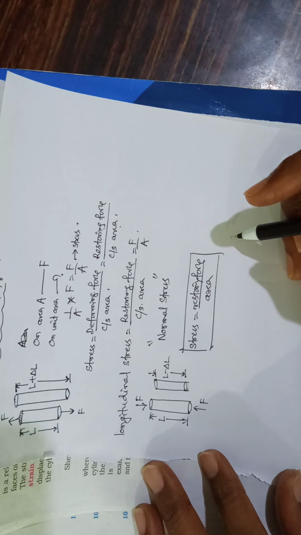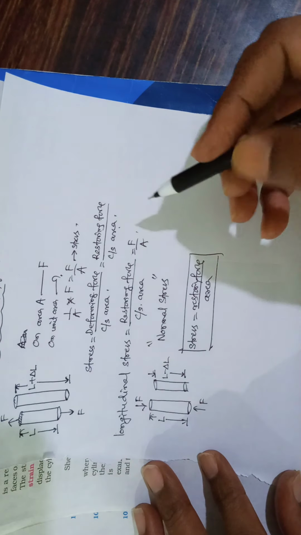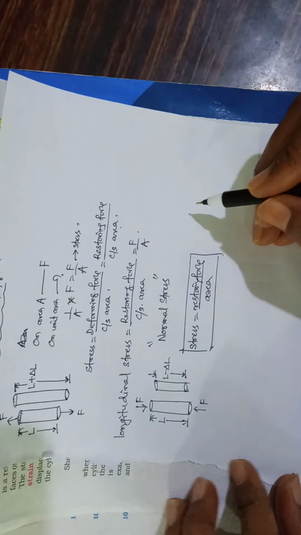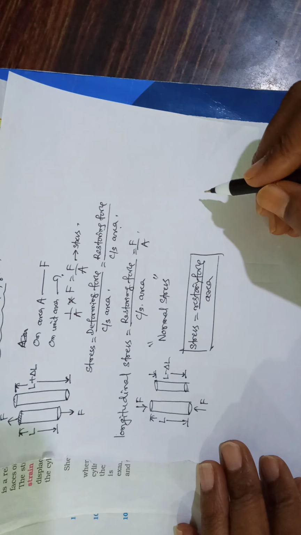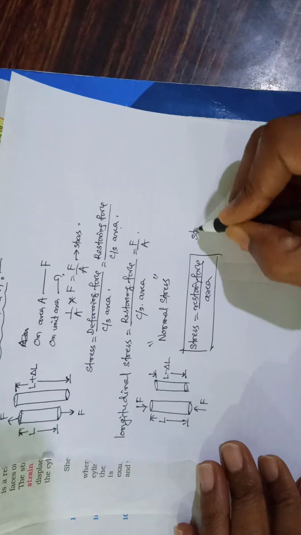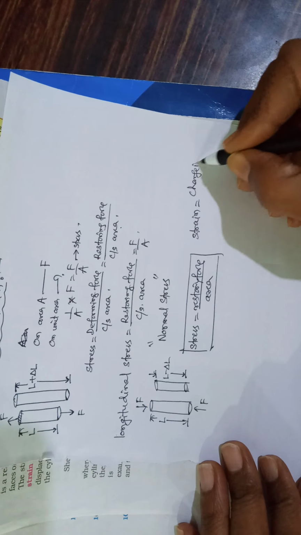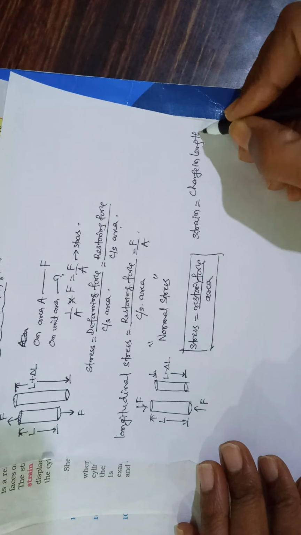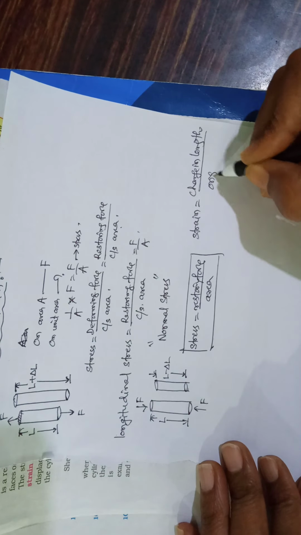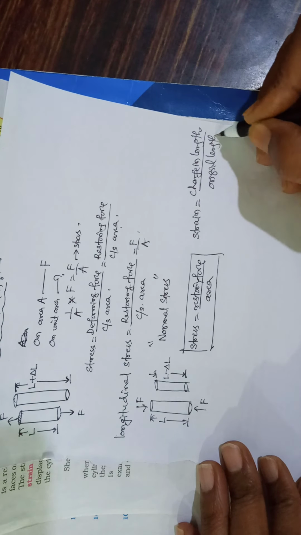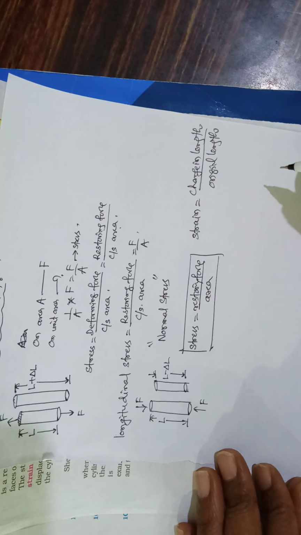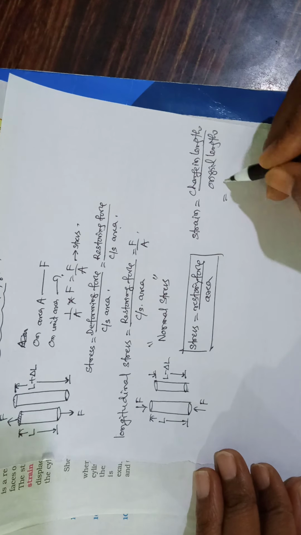But here what is happening? By applying force, there is change in length. It has undergone some strain. Now we want to measure its strain. So strain is defined as change in length by original length. Change in length is delta L, original length is L.